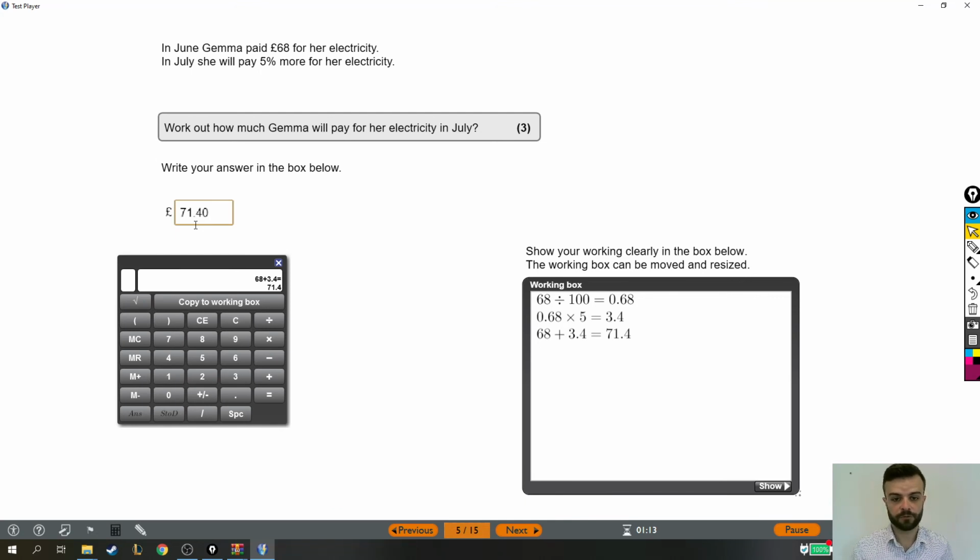And that's it. That's all there was to this one. So divide by 100 to get 1%, times that answer by whatever percent you need, which in our case was 5. So we times by 5 here to get 5%, and because it was 5% more, we then added on that 5% to the original amount to find what 5% more would be. Yeah, and that was it. So fairly straightforward on that one.